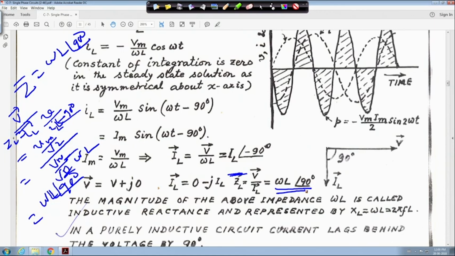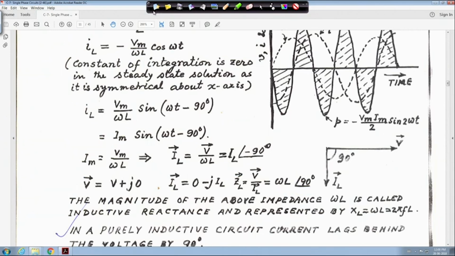There should not be any confusion anywhere: wherever I have written Z bar, it is simply a bar to represent a complex number, because Z is not a phasor quantity, it is simply a complex number, with real part and imaginary part R and X, which we will see later. So this is omega L angle 90 degrees.